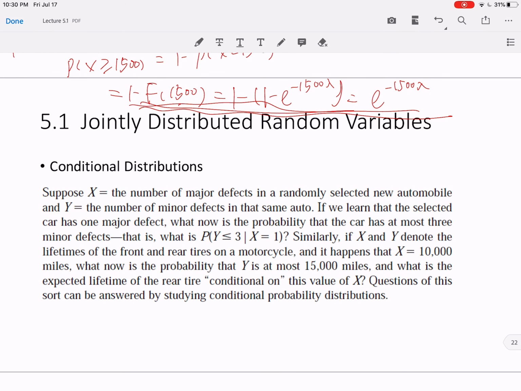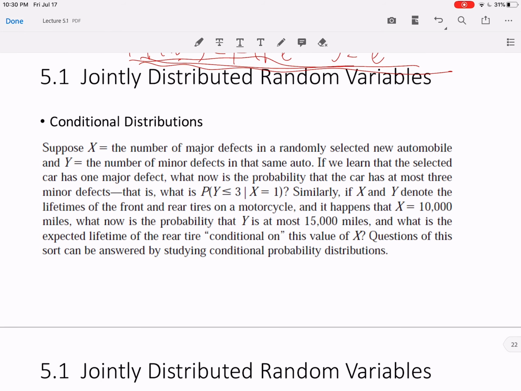Let's take a look at conditional distributions now. This is the background information. Suppose X is the number of major defects in a randomly selected new automobile, and Y is the number of minor defects in the same auto. If we learn that the selected car has one major defect, what is the probability that the car has at most 3 minor defects? That is, given X equals 1, what is the probability Y is less than or equal to 3?